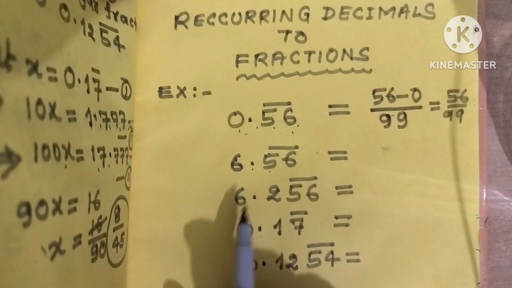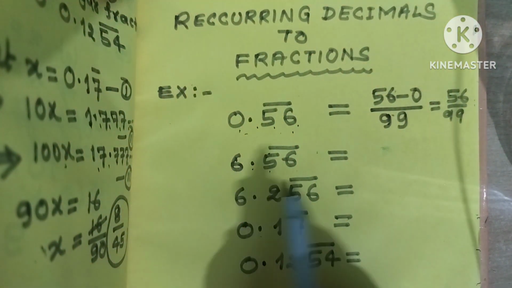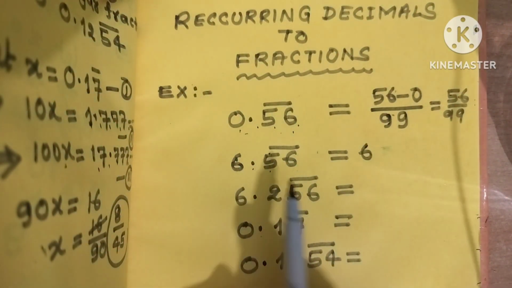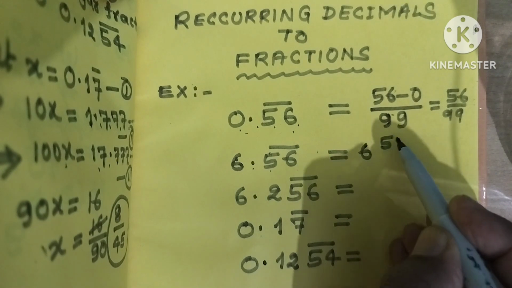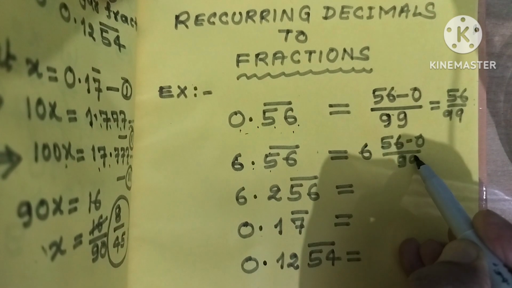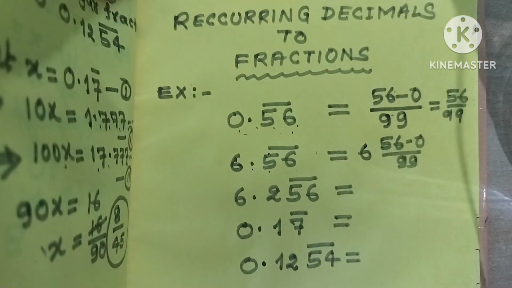Come to the next example. Before decimal point here we have 6, write here 6. After decimal point 56 is given, 56 minus 0 by 99, which can be solved easily.